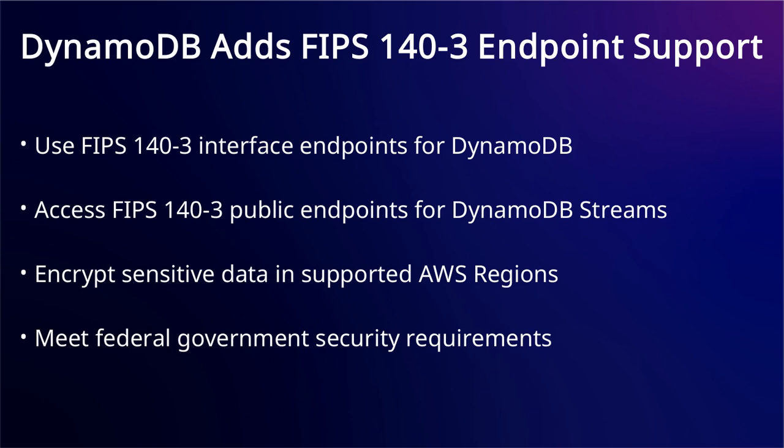Government contractors often need to meet strict security standards for data encryption. DynamoDB now supports FIPS 140-3 compliant endpoints to address this requirement. You can use FIPS 140-3 interface endpoints with DynamoDB and public endpoints with DynamoDB streams. This allows you to encrypt sensitive data in supported AWS regions, including US, Canada, and GovCloud. By implementing these endpoints, you can meet federal government security requirements for cryptographic modules, enabling secure use of DynamoDB for regulated workloads.